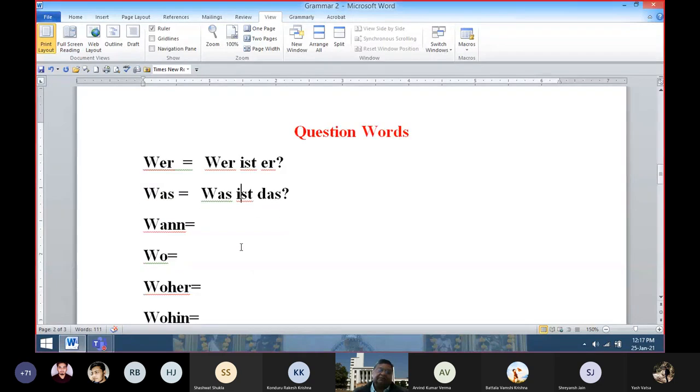So was ist das. The next question word is wann. What is the meaning of wann? When. So you can make the question like wann kommt der, or you can make it feminine, die Lehrerin. Wann kommt die Lehrerin? What is the meaning? When does the lady teacher come? Wann means when, kommt means comes, die Lehrerin. Die Lehrerin means the teacher, who is a lady, meaning lady teacher.